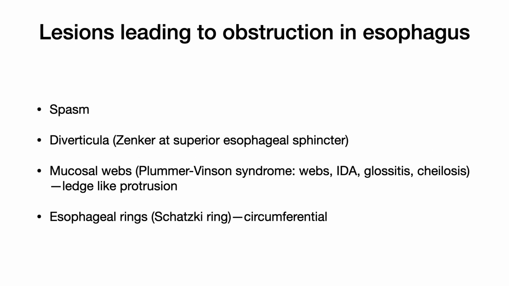Okay, obstruction of the esophagus. Some lesions that can lead to obstruction of the esophagus: spasm, if it just clenches down. Diverticula, Zenker's diverticulum, are usually at the superior esophageal sphincter. Webs: Plummer-Vinson syndrome has webs, and it's associated with esophageal webs, IDA (iron deficiency anemia), also glossitis, inflammation of the tongue, and cheilosis with the lips. It says it's a ledge-like protrusion that makes it a web. And the esophageal ring, a common one is Schatzky's ring, is circumferential.